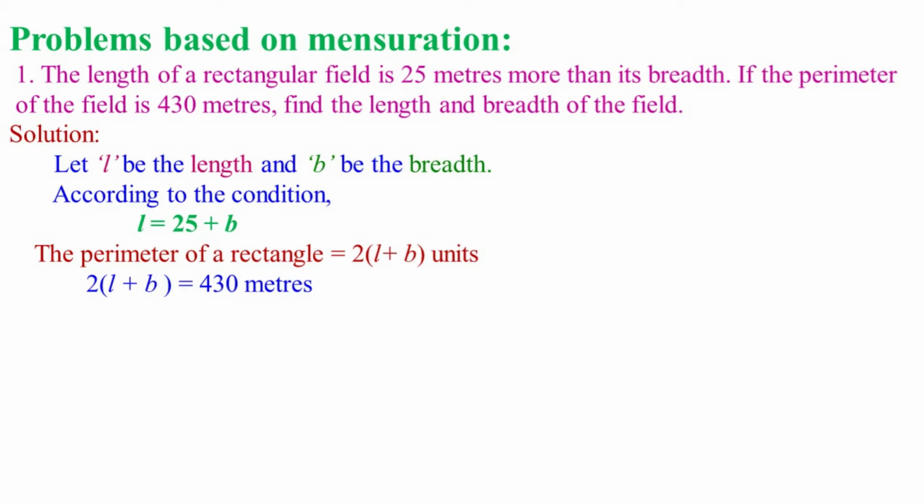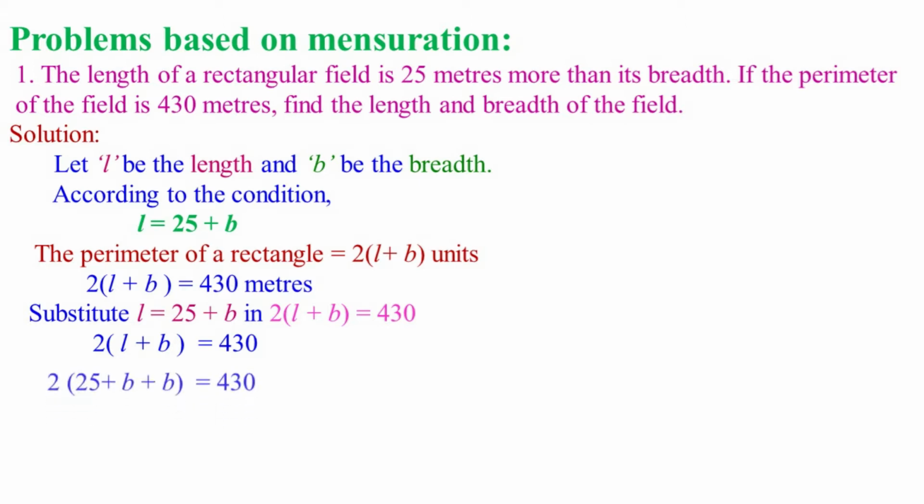Now, in this equation, we are going to substitute the value for L, right? Then only we can find it. Substitute L equal to 25 plus B in 2 into (L plus B) equal to 430. Here the equation is 2 into (L plus B) equal to 430. Now substitute the value for L in this equation. Therefore, it becomes 2 into (25 plus B plus B) equal to 430.